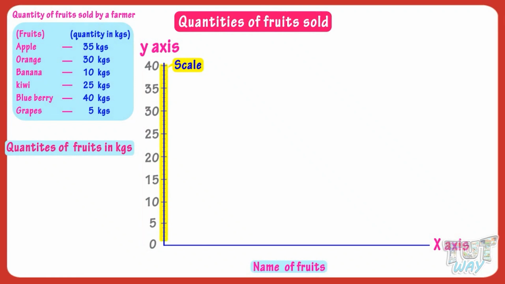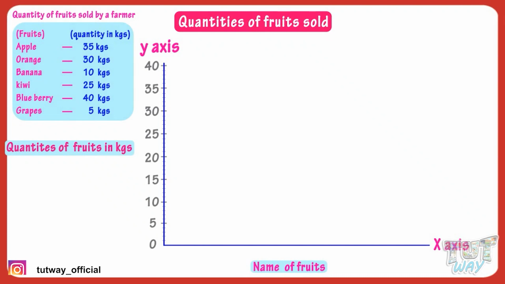As on the y-axis, we are showing the numeric data, and our numeric data is in the range of 1 to 40. So, make a scale showing numbers 1 to 40. Now, on x-axis, we will show the names of fruits and will also relate them to their quantities.